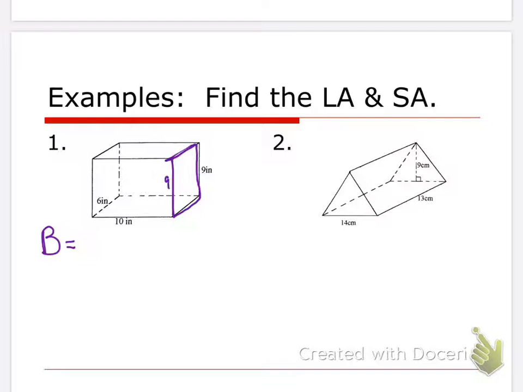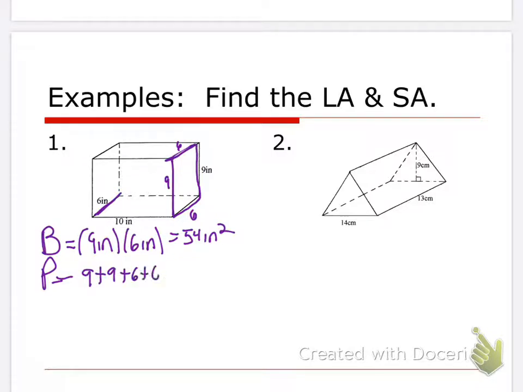We know that these 2 sides are 9, and based on this part being 6, this also has to be 6. So area of my base is 9 inches times 6 inches, which we know from our last example is 54 inches squared. And then you have to find the perimeter of the base. The perimeter is 9 plus 9 plus 6 plus 6, which gives me a total of 30 inches. Your height's not going to be part of that. It's going to be the other number that we haven't used yet, that 10 inches.